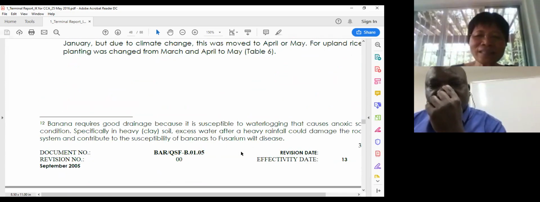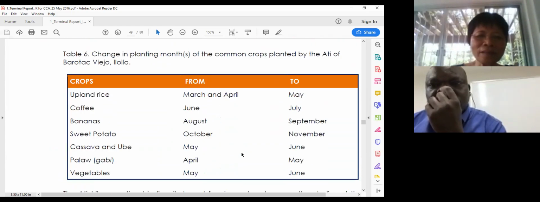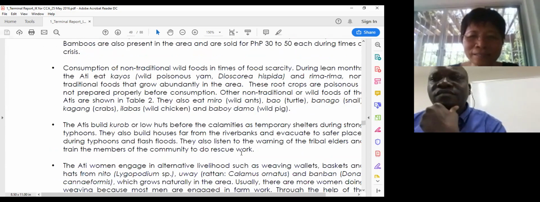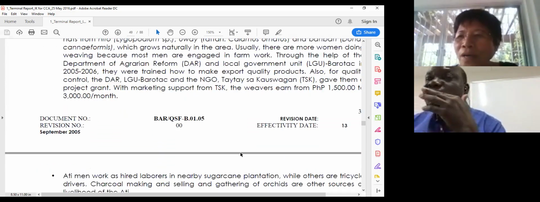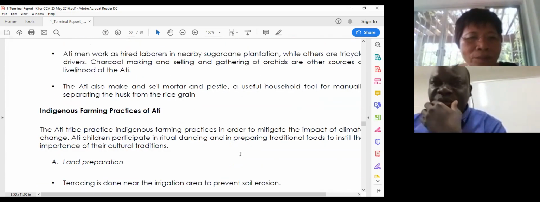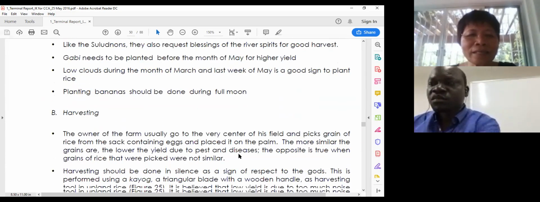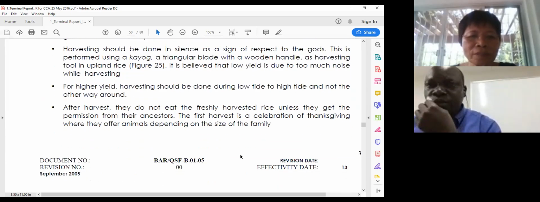Now, another interesting thing about Davao, so they also changed their planting season. I'm moving on into some of the land preparation. They plant bananas also during the full moon.